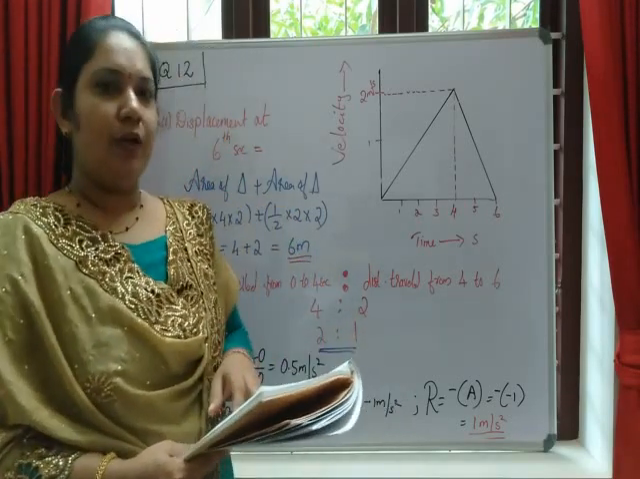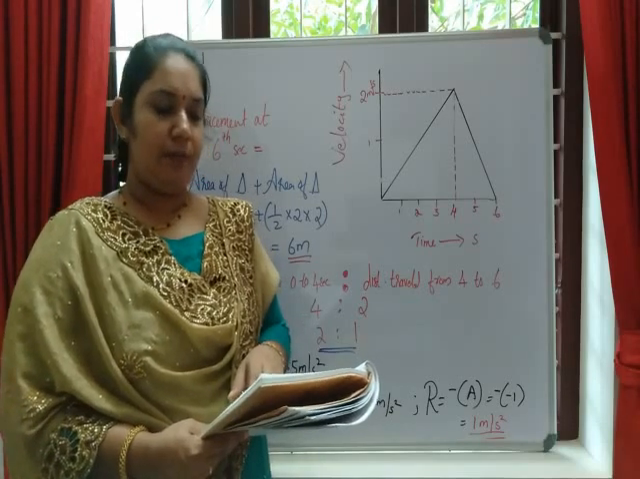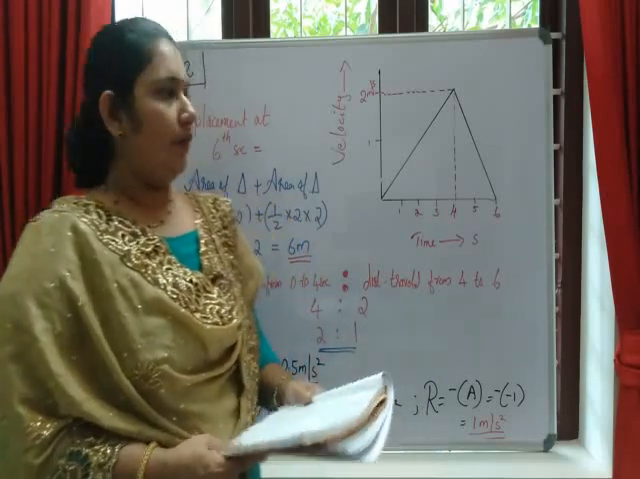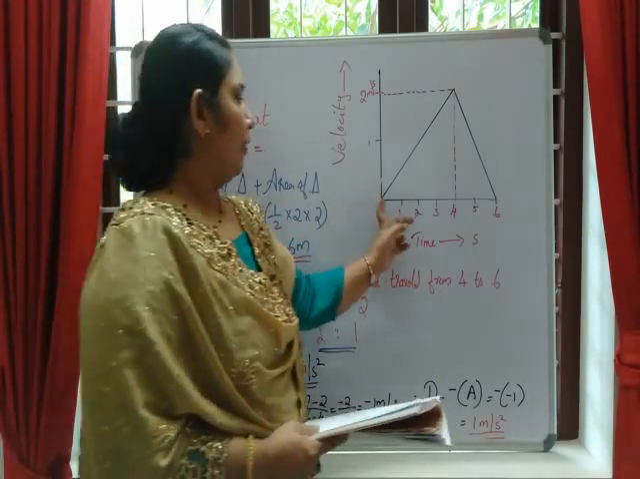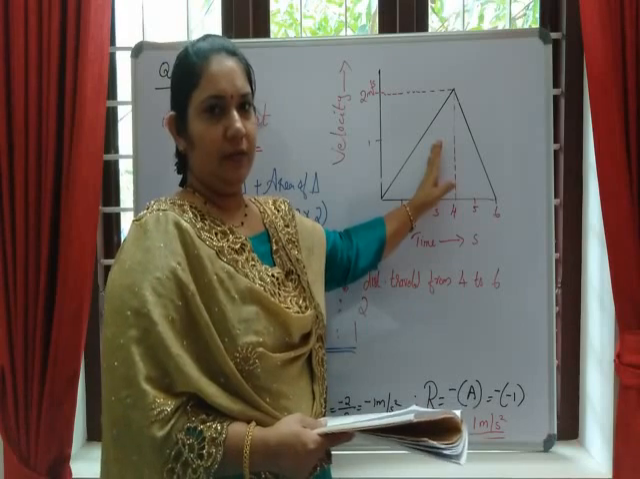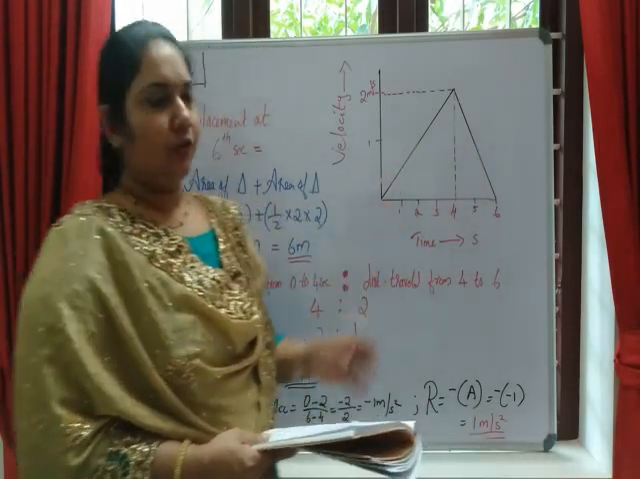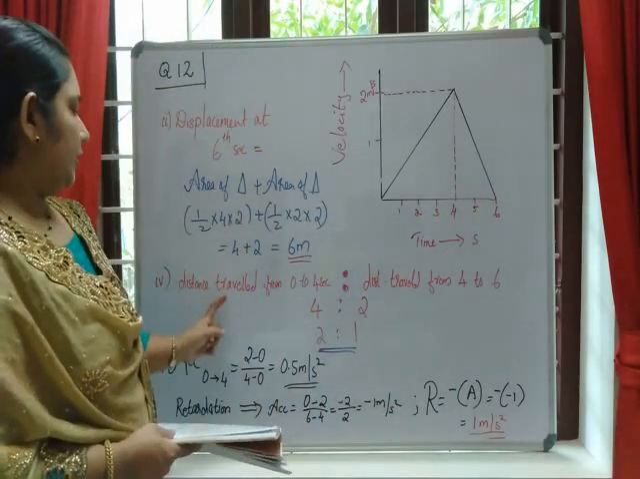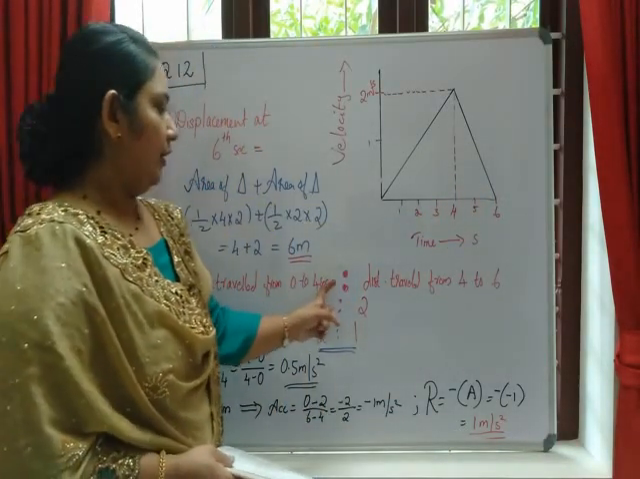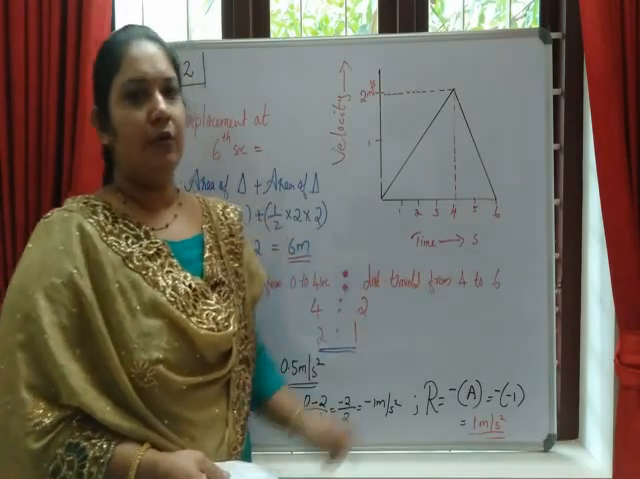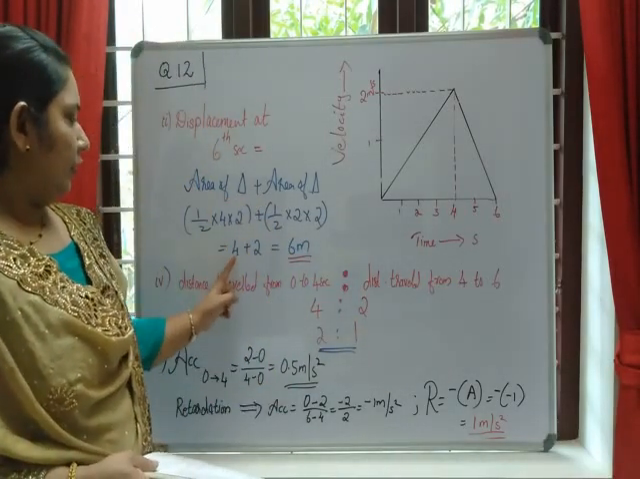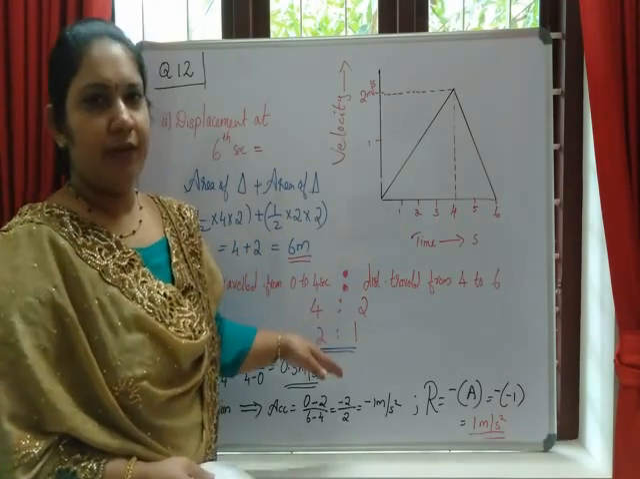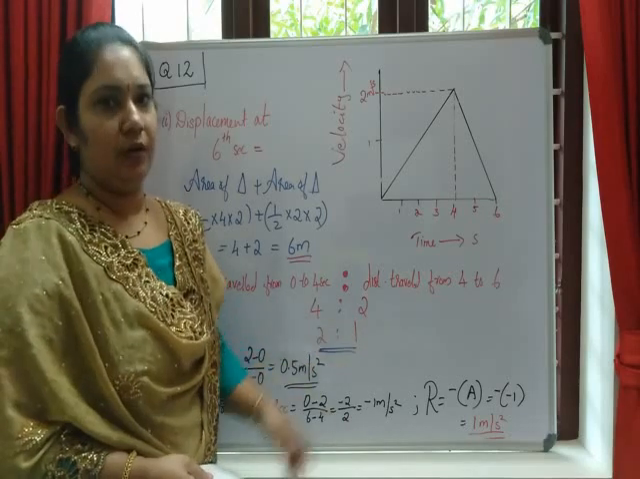Now question number 4. Compare the distance travelled by the particle from 0 to 4 and 4 to 6. So already we calculated distance travelled from 0 to 4, this triangle and this triangle. So you are asked to compare first triangle with the second triangle. So distance travelled from 0 to 4 is to distance travelled from 4 to 6. 0 to 4 we already got it is 4 and second triangle is 2. So 4 is to 2. We can reduce it and write as 2 is to 1.